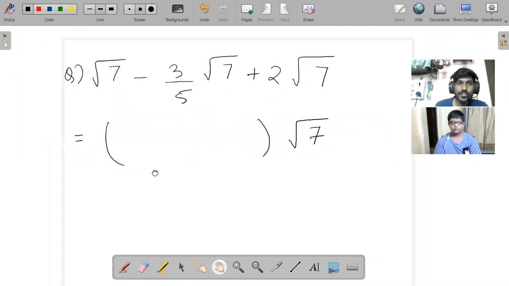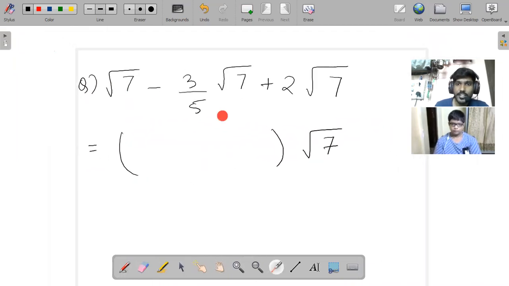Okay. Now coming back to this sum. Root 7 went common outside. So what will remain here? 1. This minus sign as it is. From here, root 7 went outside. What remained here? 3 root 5? No, this is 3 upon 5. This plus sign as it is. From here, root 7 went outside. What remained? 2. So it should be like this.